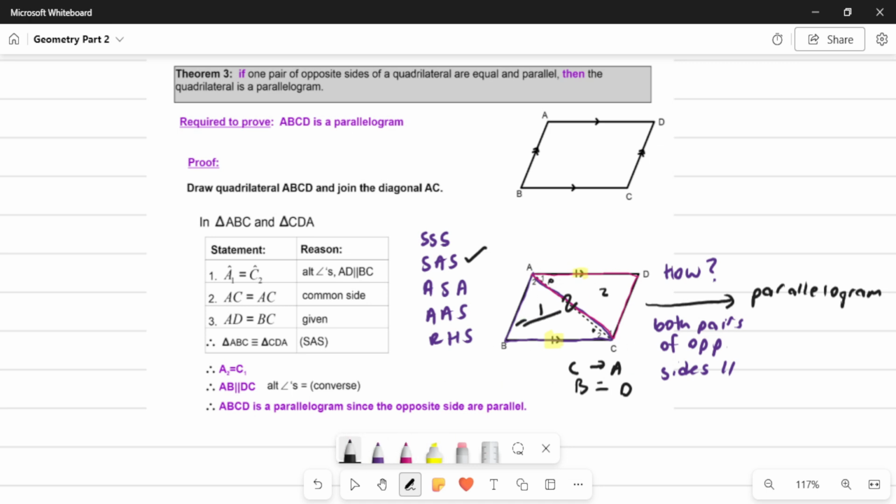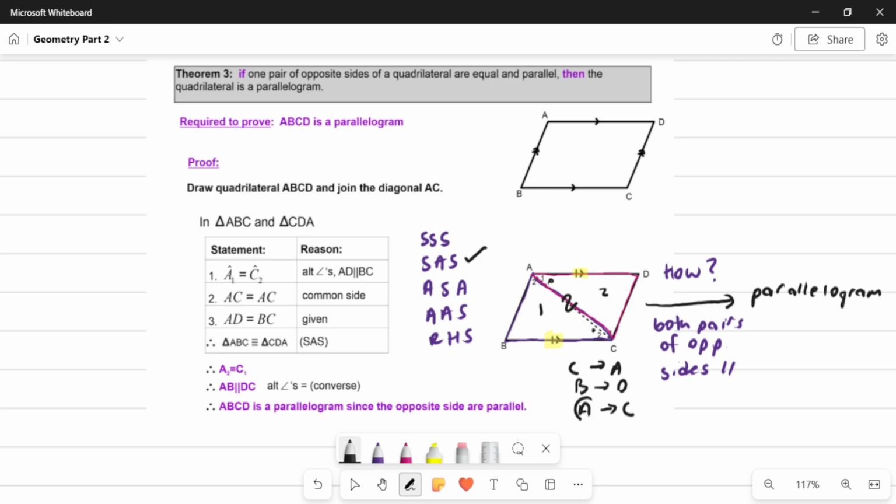So what angle is opposite that side? B. What angle is opposite to that side? D. Understood. Look at this triangle BC. BC is equal to AD. What angle is opposite BC? Angle A. What angle is opposite AD? Angle C. So we can say that in triangle 1, C is equal to A. In triangle 1, B is equal to D. And in triangle 1, A is equal to C.